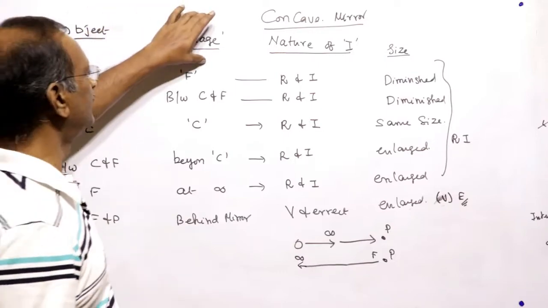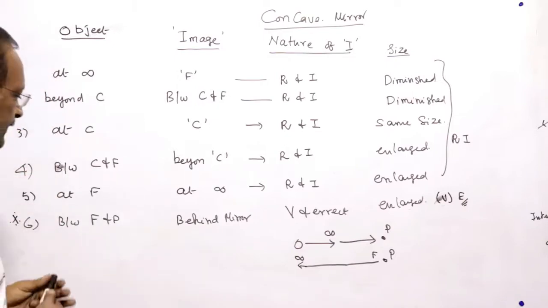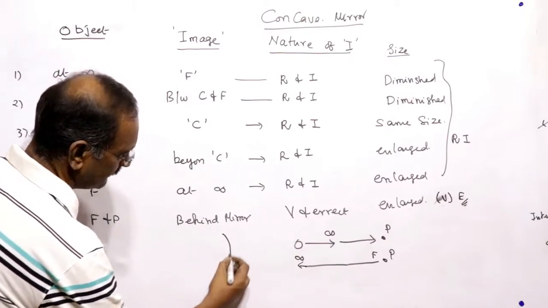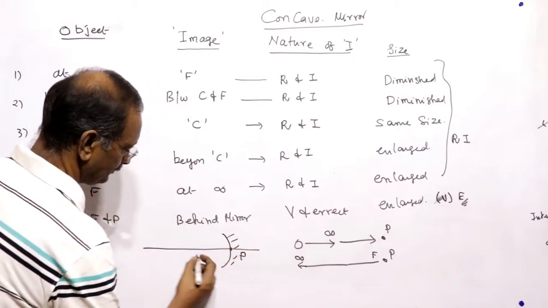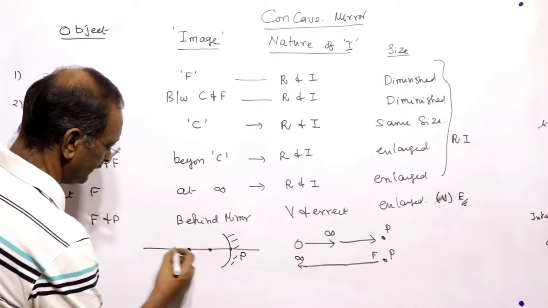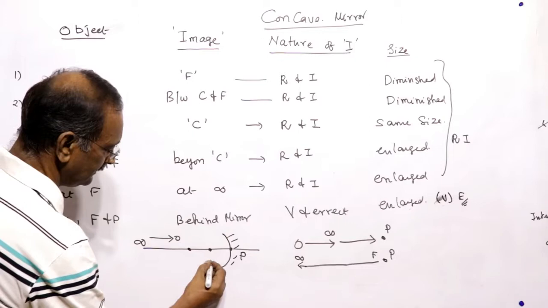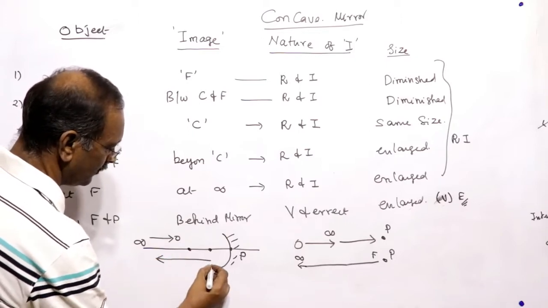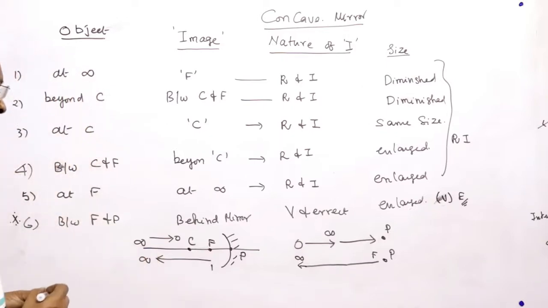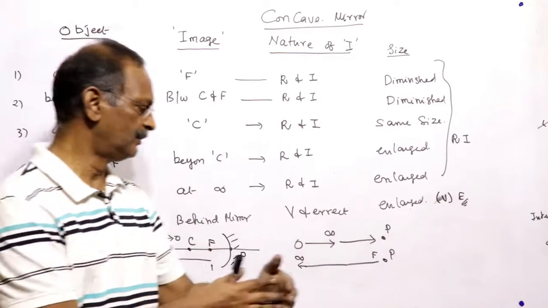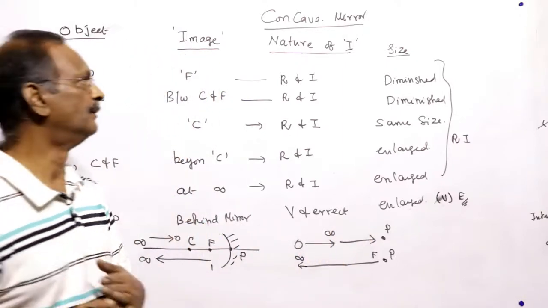To conclude this concave mirror, we look at the object position, where the image is formed, the nature of the image and the size of the image. This is the concave mirror, this is the pole, this is the focus, this is the center of curvature, and this is infinity. When the object is moving from infinity, the image is moving from focus to infinity. It means when the object is moving towards the pole, the image is moving away from the pole.